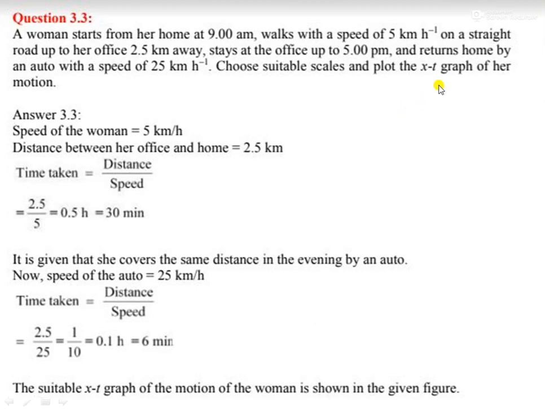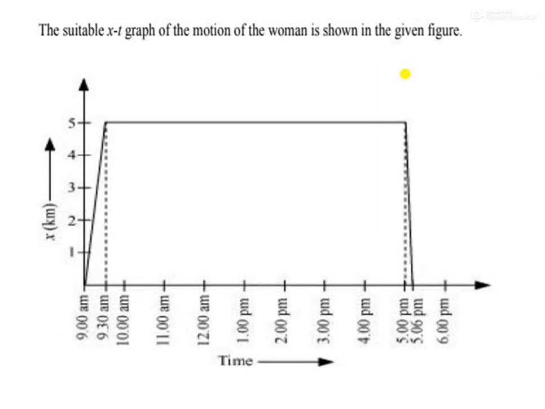Now while returning, the speed while returning is 25 km per hour, distance remains the same. So you find the time by distance divided by speed, 2.5 divided by 25, that is 1 by 10 or 0.1 hour or 6 minutes. So at 5 pm she left the office, so she would be back at home at 5:06. So at 5:06 you will draw a line till 5:06, that means she is at home, and this is the x-t graph of this question.